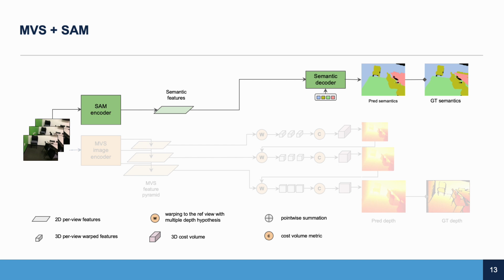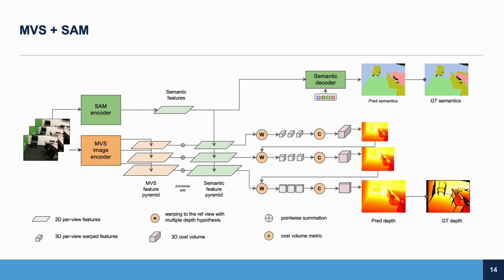In parallel, we have the strong semantic features available from the SAM encoder. We propose to combine the two models into a single multitask architecture. We introduce a straightforward feature fusion approach to enhance the geometric features extracted by the MVS encoder with the rich semantic features from SAM. The fusion process includes creating a semantic feature pyramid that aligns with the MVS pyramid and perform point-wise addition.